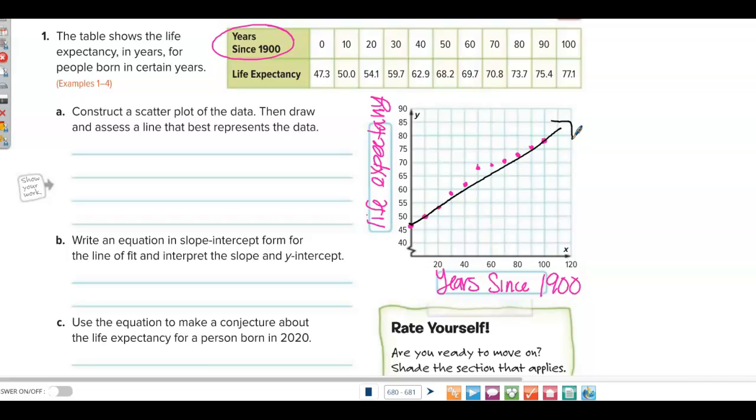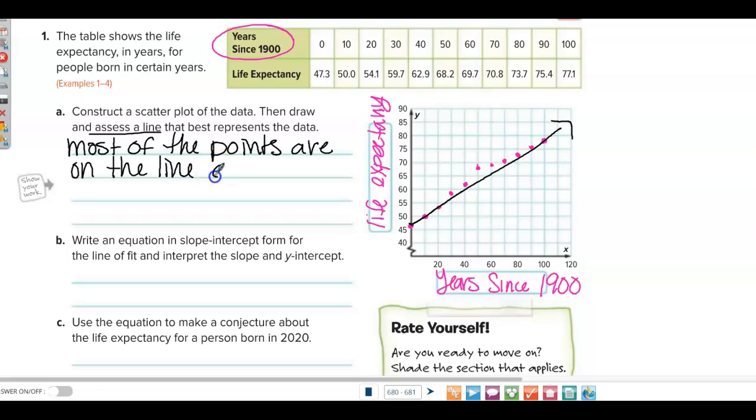You can see that I didn't hit every single point, and that's okay. I hit some points, and the other points are pretty close to it, so that's why it's a line of best fit, because it best represents the data. So to assess that line, I'm going to say that most of the points are on the line or close to it. So that's assessing it.